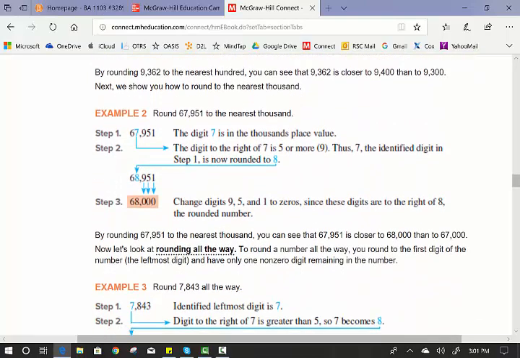Secondly, if you're rounding 67,951 to the nearest thousand, you find the thousands location. Units, tens, hundreds, thousands, which is the 7 location. Look one place to the right. If it's 5 or greater, round your thousands digit up. And we did to 68 and then dropped the remaining digits to give us 68,000 when we round 67,951 to the nearest thousand.